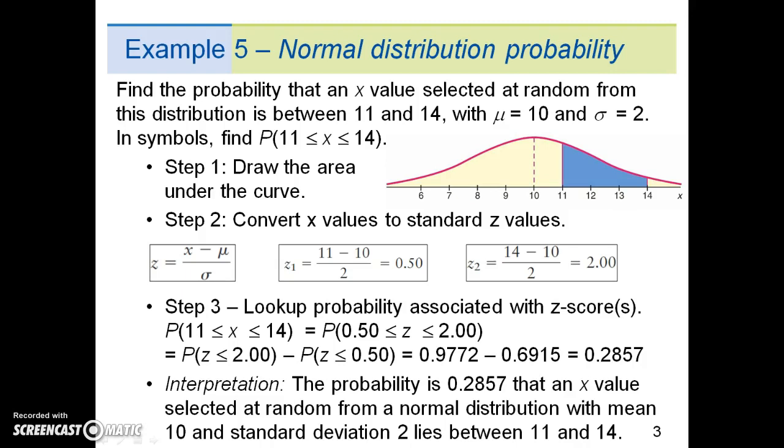Lastly, we need to interpret. The probability is 0.2857 that an x value selected at random from a normal distribution with mean 10 and standard deviation 2 lies between 11 and 14.